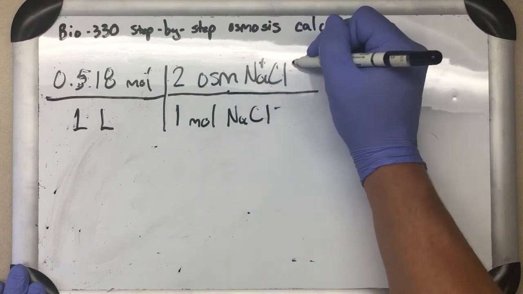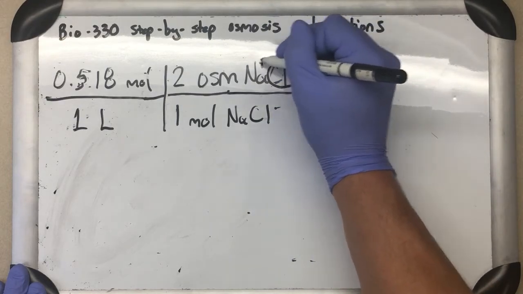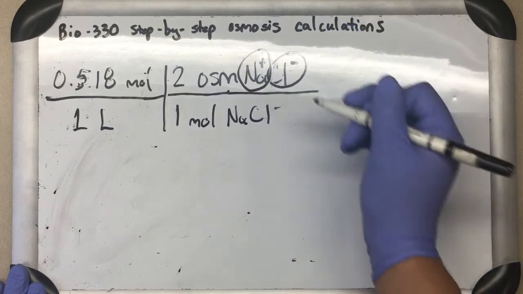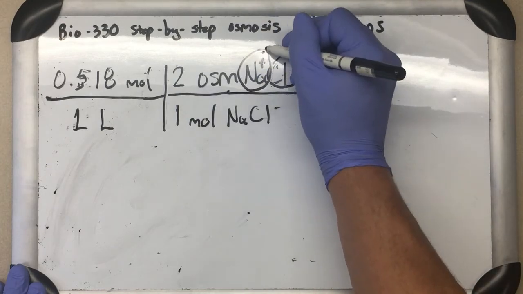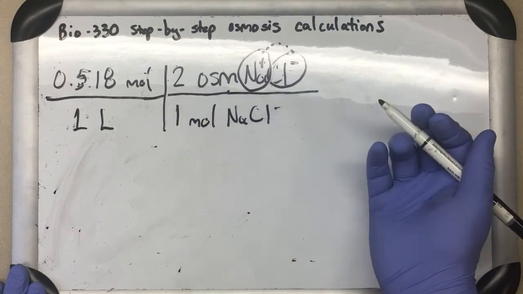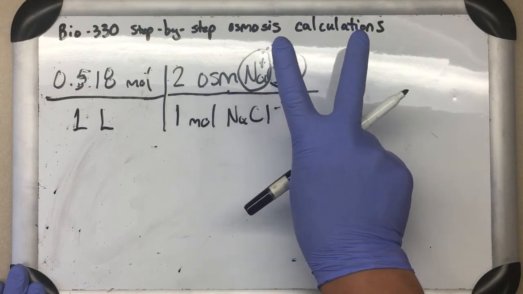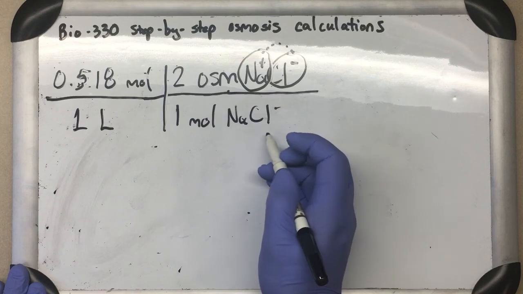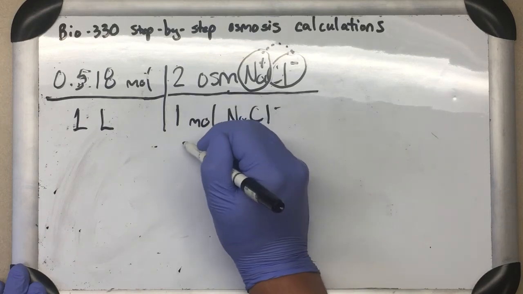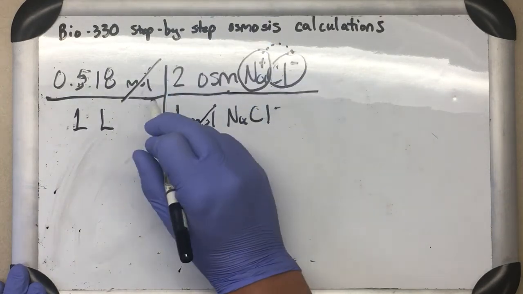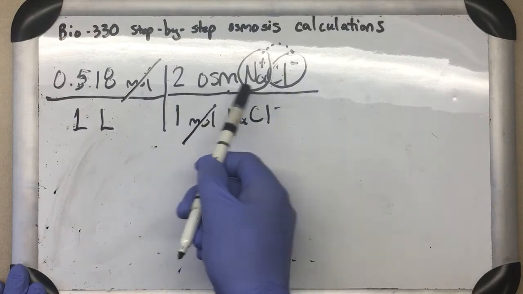So because sodium chloride is basically just 2 molecules being held together by their opposite charges, see them here, in an ionic bond, this is actually going to be 2 different molecules dissociating. It's not one. They don't really stay together in water. So in this case, we can go from moles times 2 to 2 osmoles.